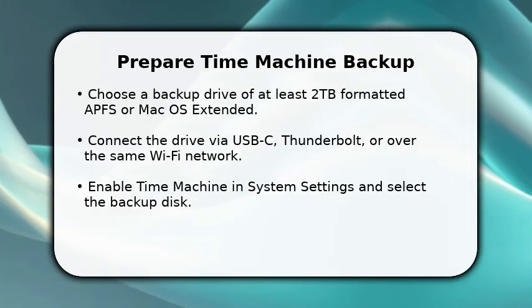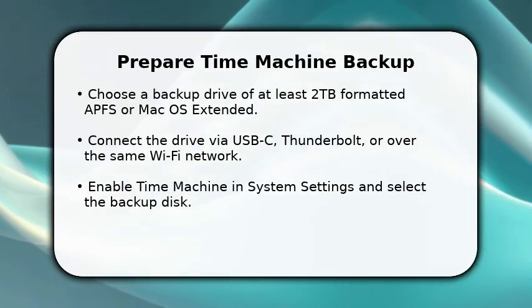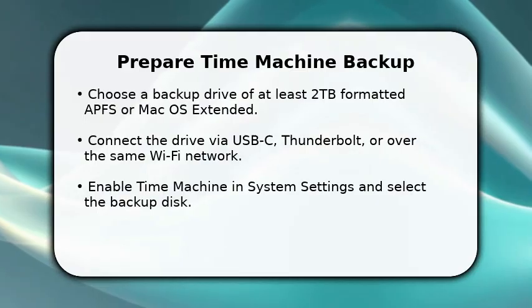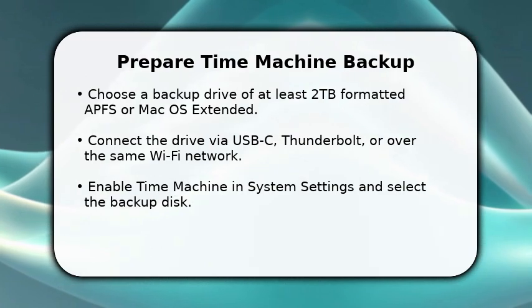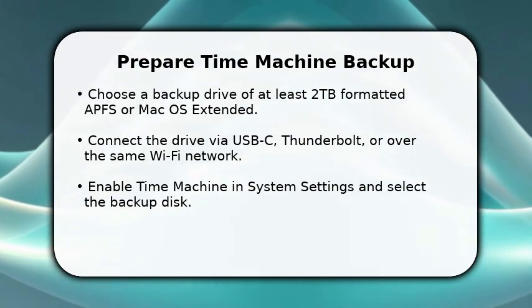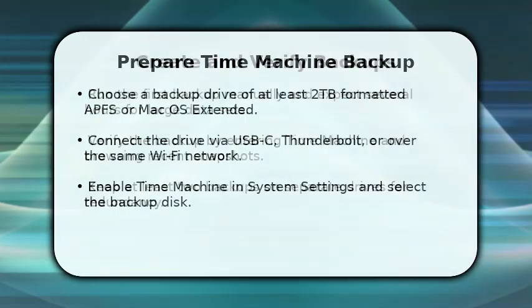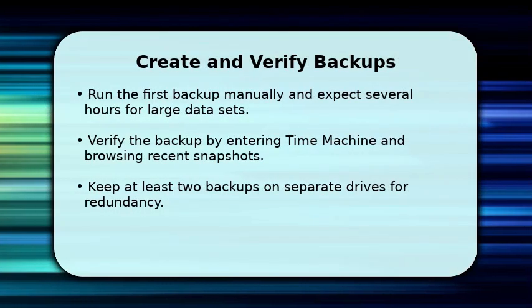Toggle Automatic Backups to on so hourly backups occur when the disk is available. Confirm encryption is enabled if you want secure backups. Eject the drive safely after the initial backup completes successfully. Run the first backup manually and expect several hours for large data sets.